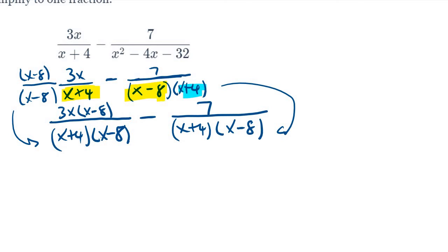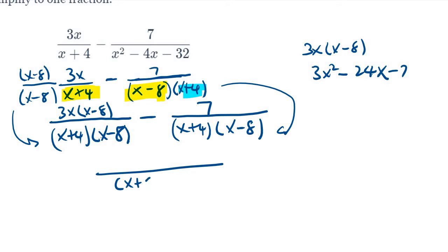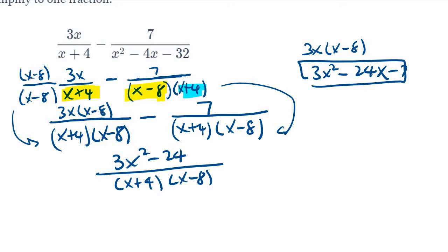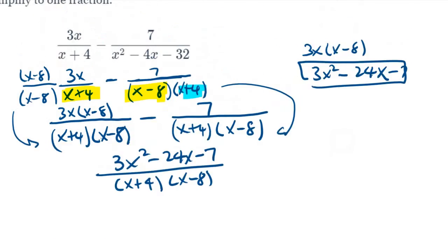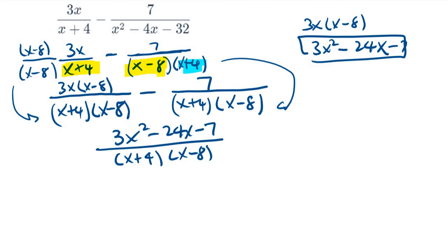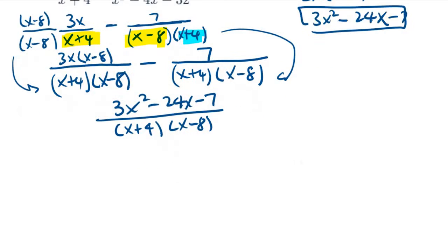As before, I'm just going to multiply this numerator, okay? So 3x times x minus 8 is really 3x squared minus 24x. And then I'm going to do minus 7. I keep the denominator, the common denominator. And now I can copy this and put it as the numerator. That's basically what it is. So I just keep one on the denominator and then combine like terms on the numerator.